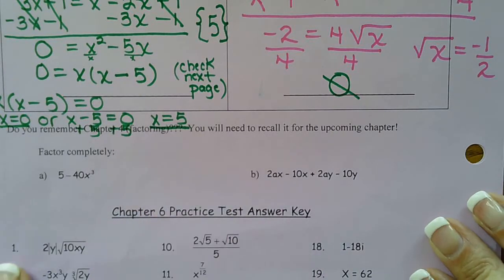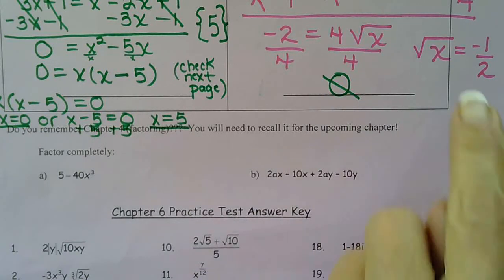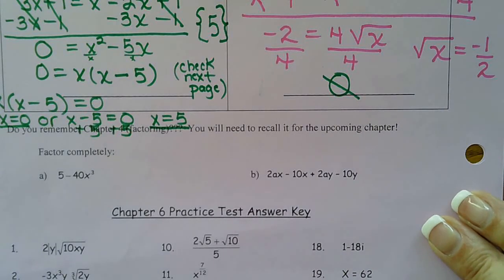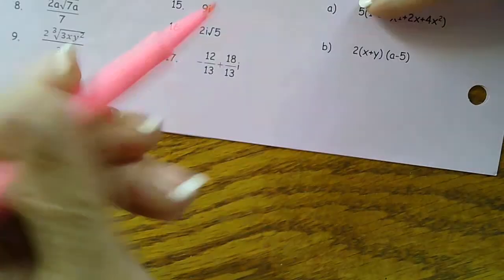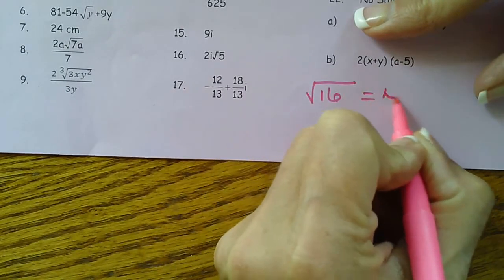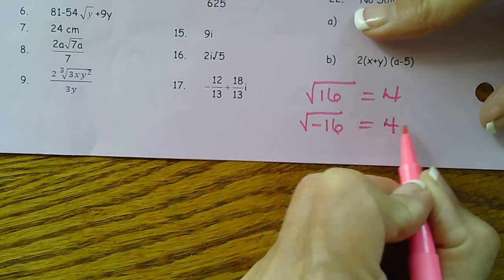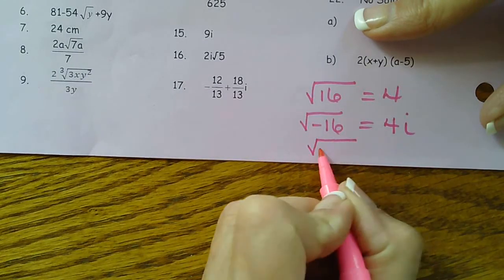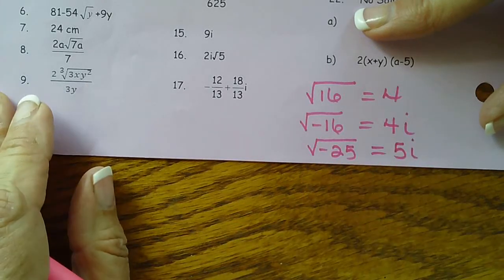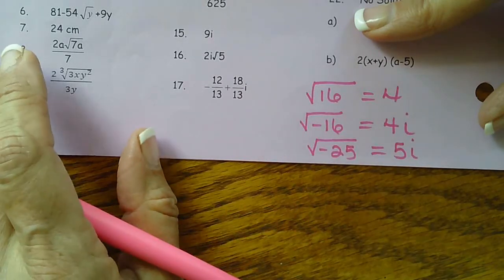Alrighty, let's pick up from where we left off on the last video. So I was explaining that when you have a square root, the answer will always be positive. I'll show you a couple examples. Square root of 16, positive 4. Square root of negative 16, positive 4i. Square root of negative 25, positive 5i. There's no way to get a negative answer when you take a square root.